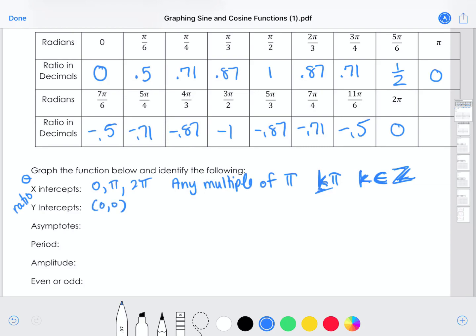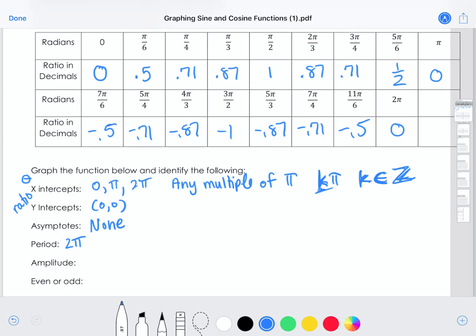For the graphs of sine and cosine, we don't have any asymptotes. We will later when we get into some of the other functions. And the period is 2 pi because that's when our values start to repeat. The amplitude is how high it comes up from the midline.